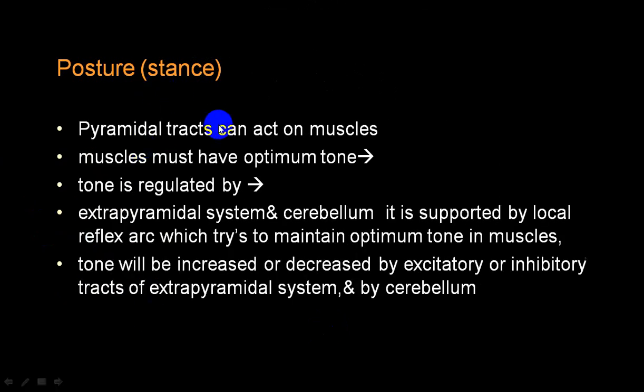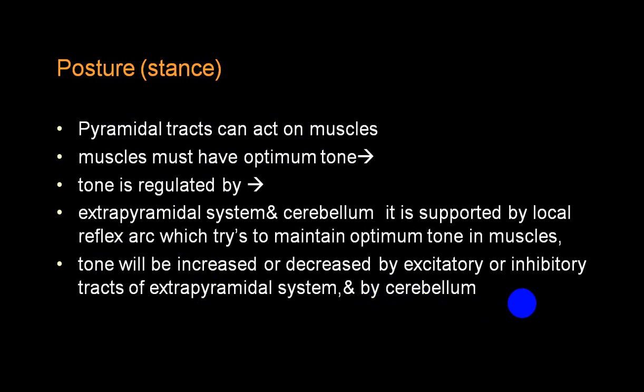So the pyramidal tract can act on the muscle. Muscle must have an optimum tone. Tone is regulated by the extrapyramidal system and cerebellum, and it is supported by the local reflex arc, which tries to maintain optimum tone in the muscle. Tone will be increased or decreased by excitatory or inhibitory tracts of the extrapyramidal system and by the cerebellum. And also the pyramidal tract will be acting on a muscle to maintain smooth movement, and muscle must have an optimum tone, and that tone is maintained by two systems, that is, the extrapyramidal system and cerebellum.